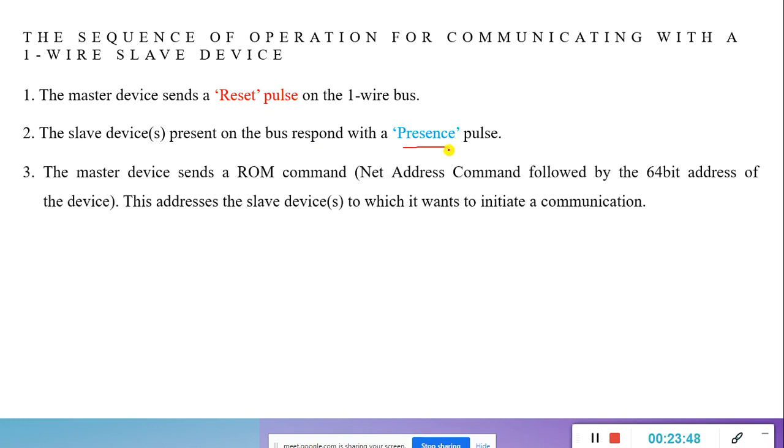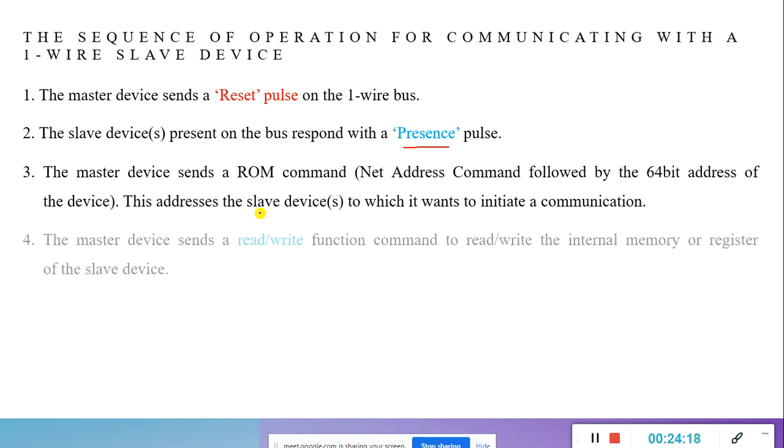Okay, and the master sends a ROM command, which is nothing but the signal that is present in the read-only memory, stating that it wants to initiate the communication, because usually the address is present in the ROM. Okay, it is a 64-bit address which is present in the ROM, and the master sends the ROM address from the ROM.